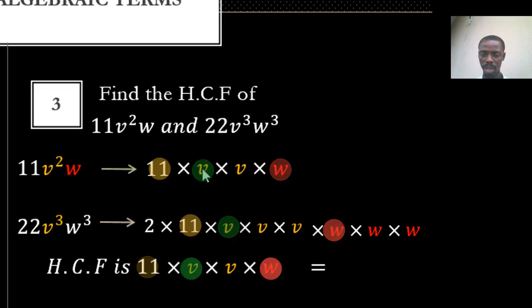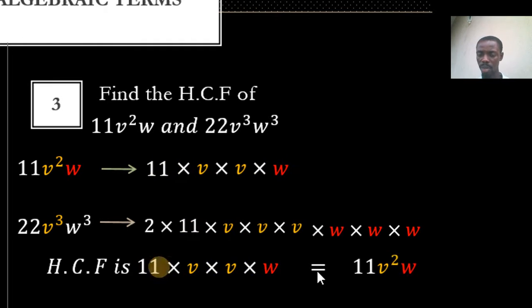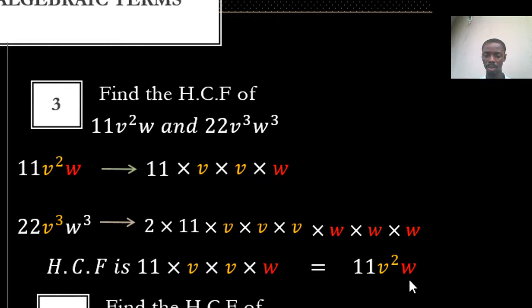Now, pairing my alphabets. Here is v and another v, forms this v. Here is another v and another v, gives this v a chance. Now this is a w and this is another w, then gives this w a chance. There is no other thing I can pair together again. Everything up here is just paired up. So because of that, I'm having 11v squared w. That is the solution to my answer.